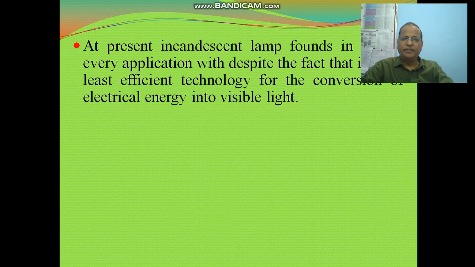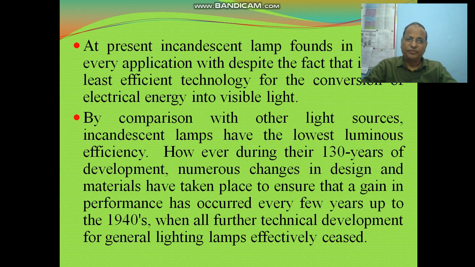At present, the incandescent lamp is found in every application, but despite that, it is the least efficient technology for the conversion of electrical energy into visible light. It means the efficiency is very much less. By comparison with other light sources, incandescent lamps have the lowest luminous efficiency.